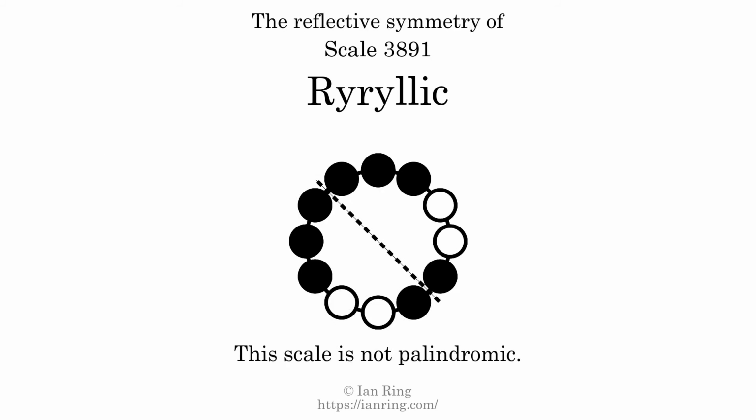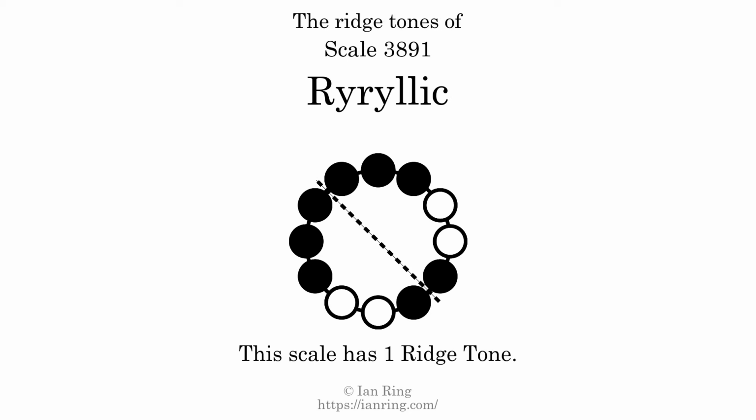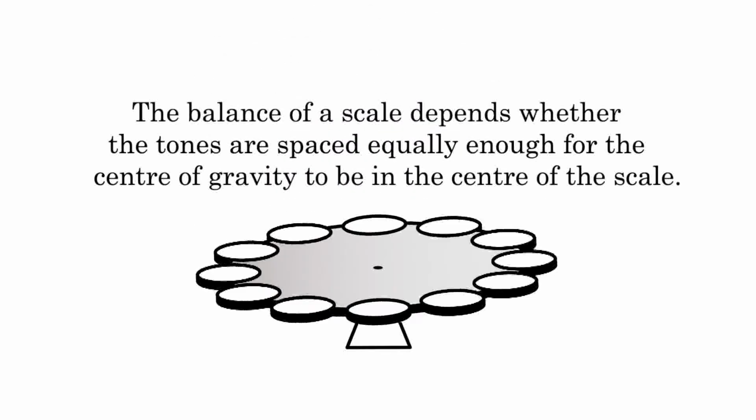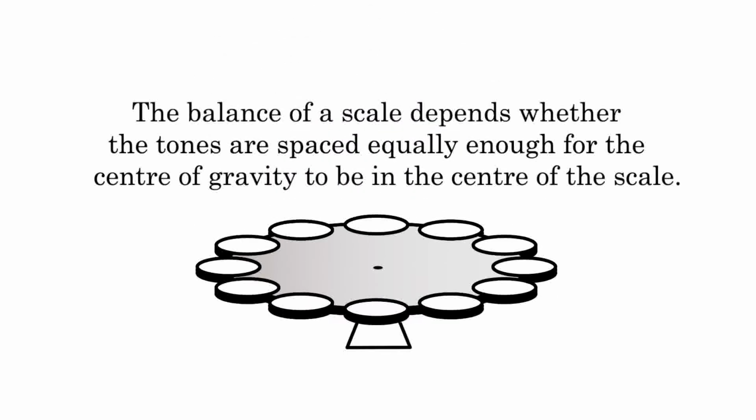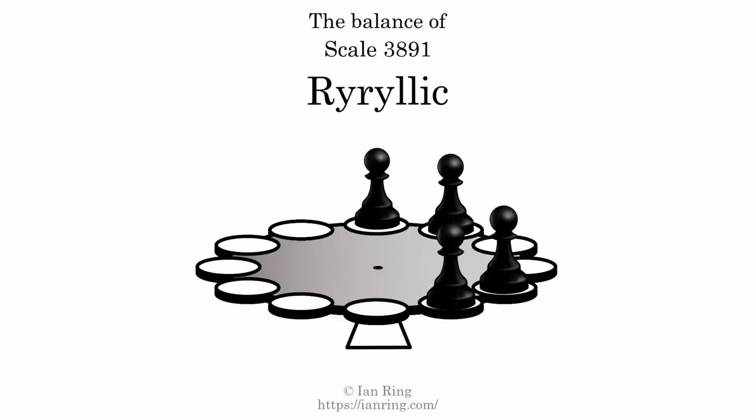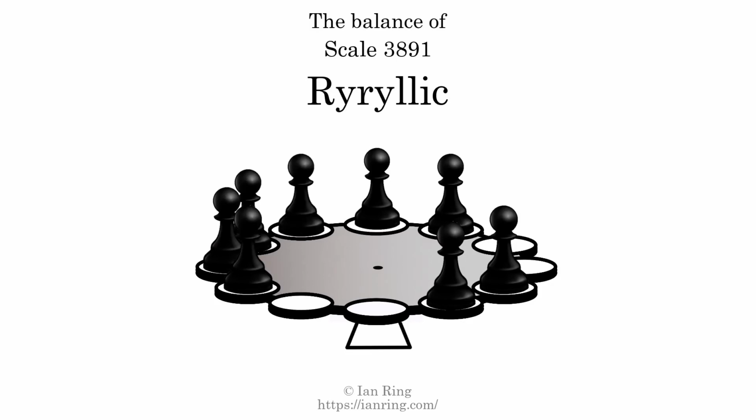This scale has reflective symmetry across an axis positioned 4.5 semitones from the root. This scale has a different pattern of intervals ascending and descending, so it is not palindromic. This scale has one ridge tone. Here, the balance of a scale depends whether the tones are spaced equally enough for the center of gravity to be in the center of the scale. This scale is not balanced.